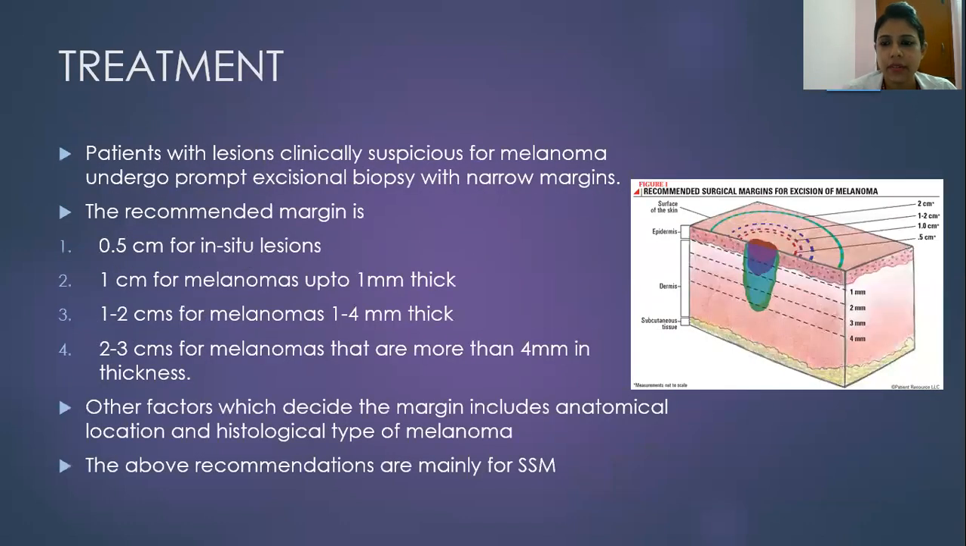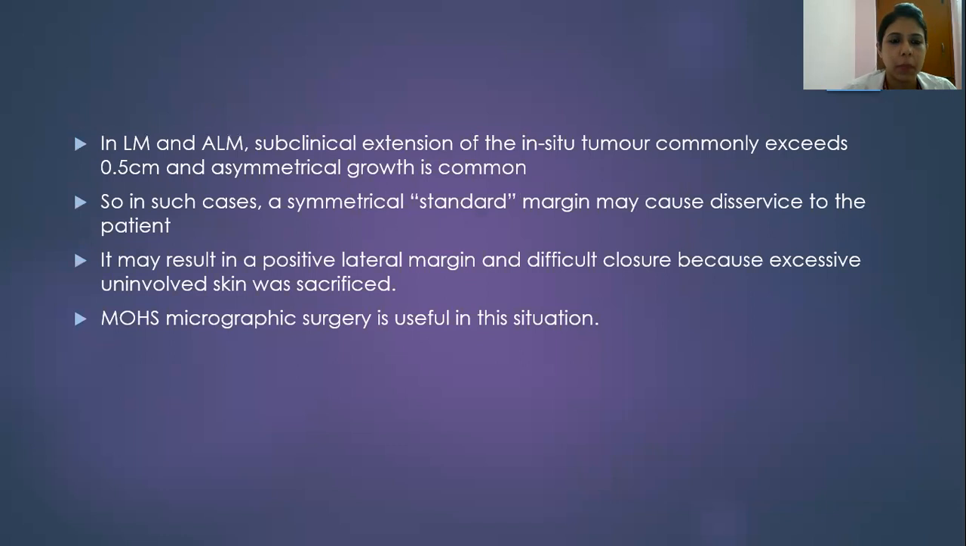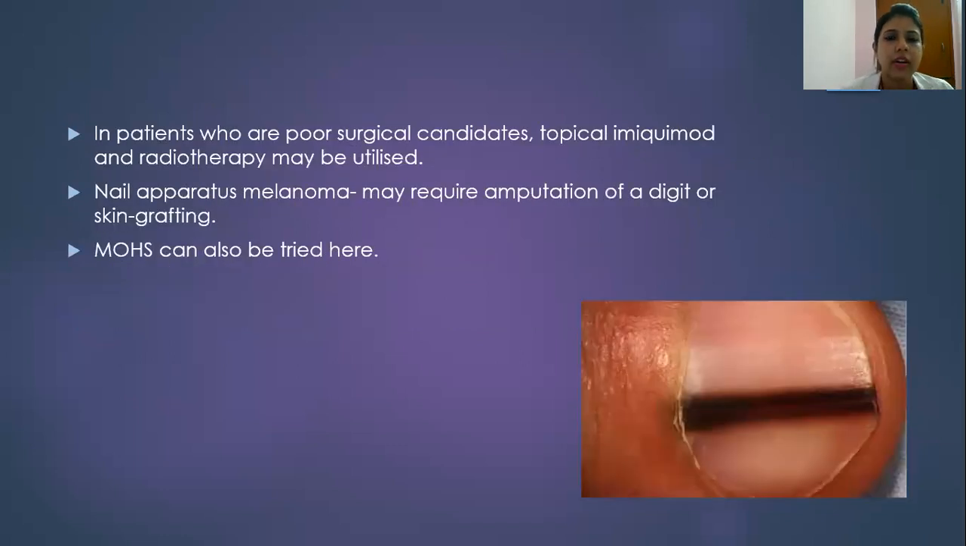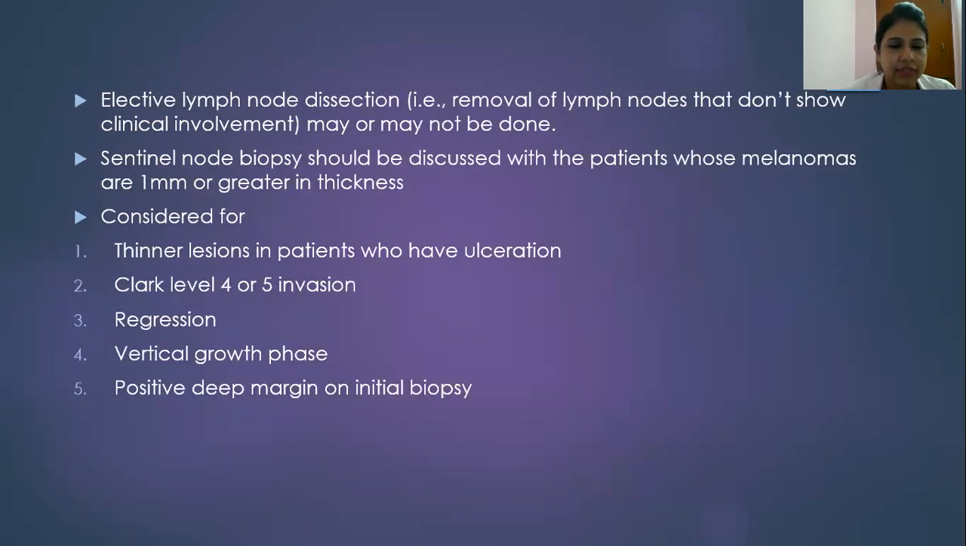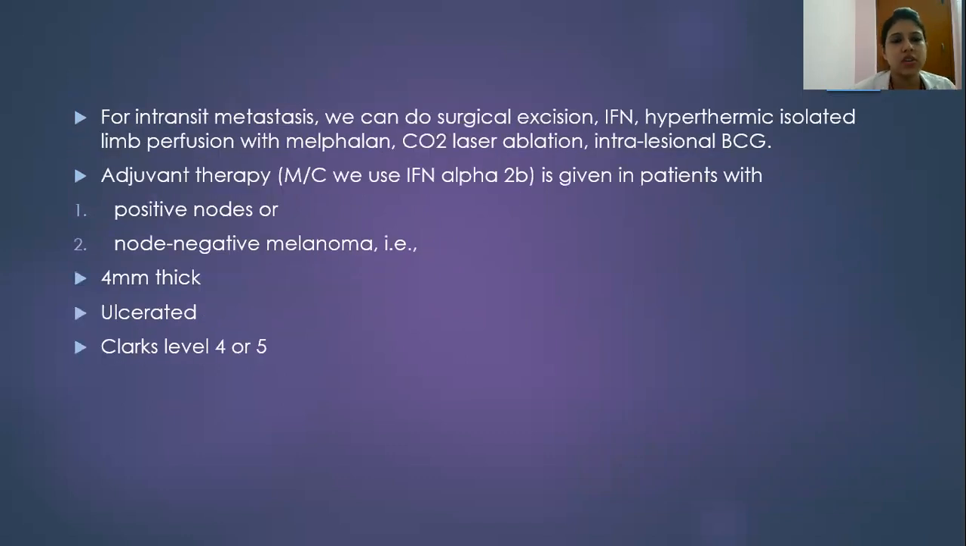Those are the treatment methods. We should look at thickness. We can do Mohs micrographic surgery. We can do topical imiquimod and radiotherapy. We can do amputation and skin grafting. We can do elective lymph node dissection and sentinel lymph node biopsy. We can do surgical excision or carbon dioxide laser, and we can also try adjuvant chemotherapy.